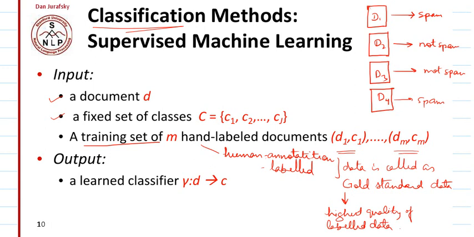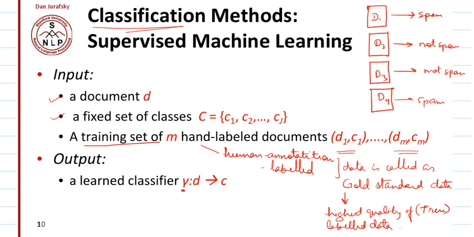Right. And this is also called, every time we compare it with the predicted results, the true data. And then we have these three things as an input to the supervised learning algorithm. Then the supervised learning algorithm produces an output in the form of a classifier, this classifier gamma.